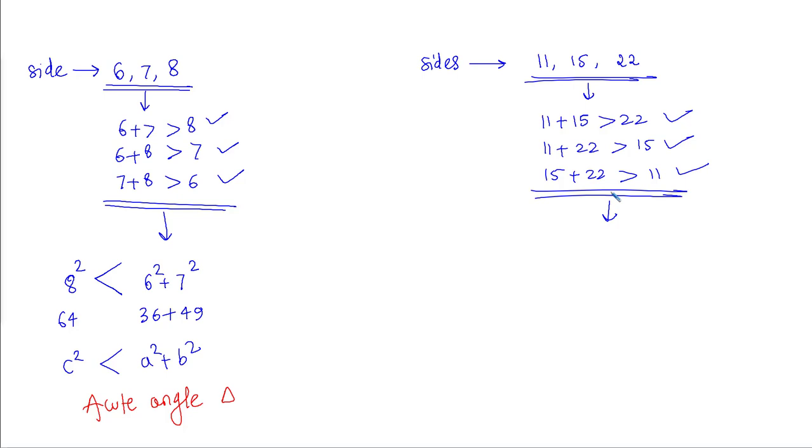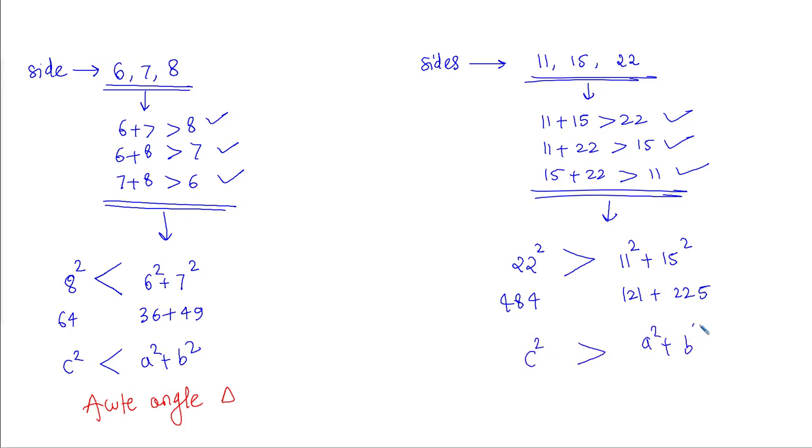So now what we need to do is identify the longest side, put the square of the longest side on the left hand side and the sum of squares of the other two sides on the right hand side. So 22 square is how much? 484. 11 square is 121 and 15 square is 225. Over here we can clearly see that 22 square is greater than 11 square plus 15 square. So over here C square is greater than A square plus B square.